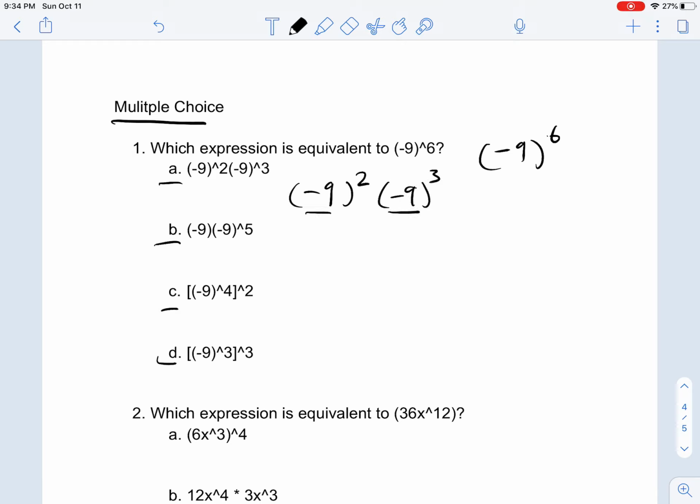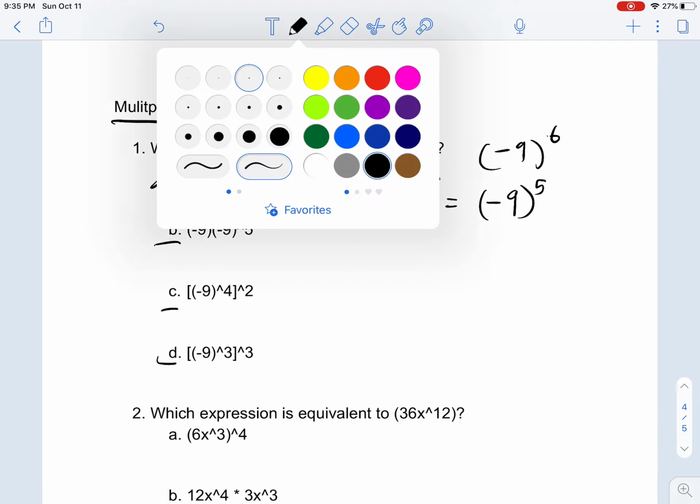Do they have common bases? Yes. So since we're multiplying them together, we can add their exponents. That would equal negative 9 to the 5th power. Is that equal to negative 9 to the 6th power? No. So we know that A is wrong.